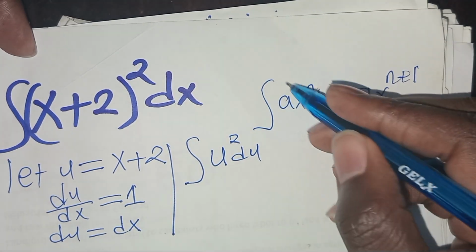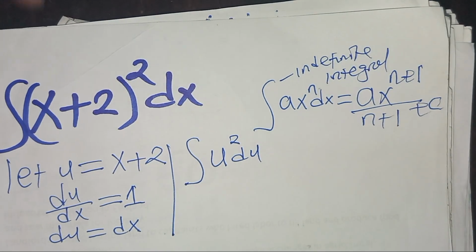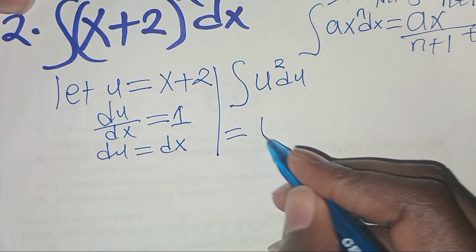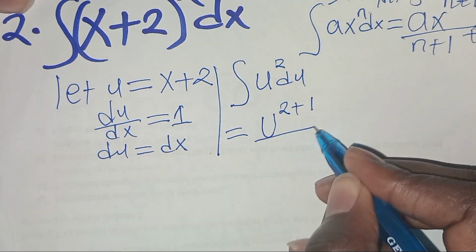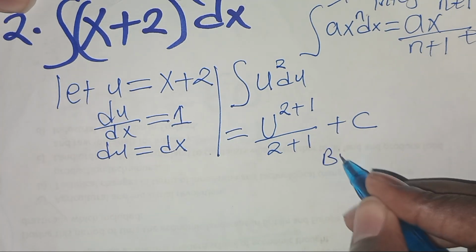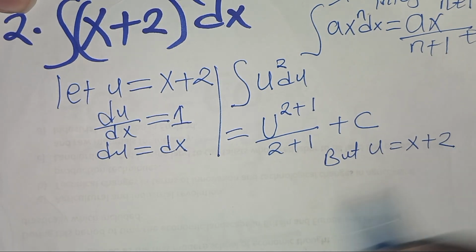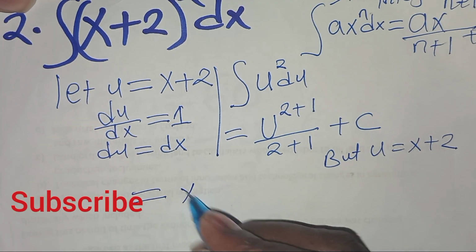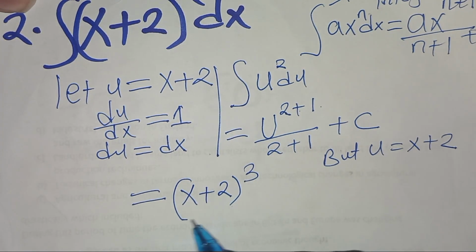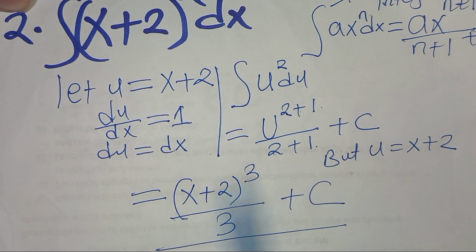Now from what we have here, this follows that this will be u to the power of 2 plus 1 divided by 2 plus 1, plus c. But u is equal to x plus 2. So let's substitute this. This means that we'll have x plus 2 raised to power 2 plus 1, which is 3, divided by 2 plus 1, which is 3, then plus c. And this is the solution.